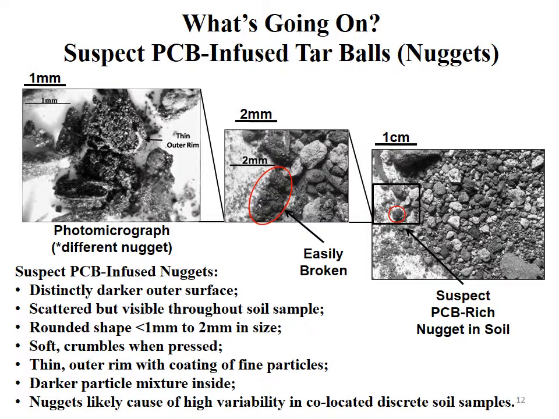If you happen to get one of these in one of your discrete samples, your reported PCB concentration would be very high. If you didn't, then it wouldn't be very high. So it's completely random in nature.